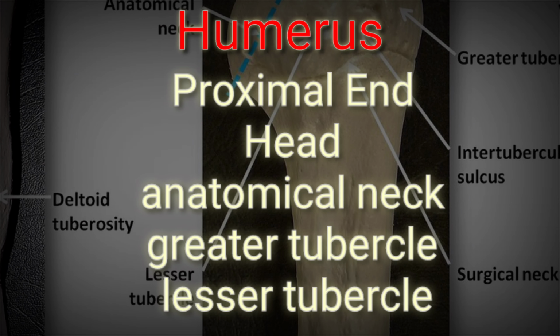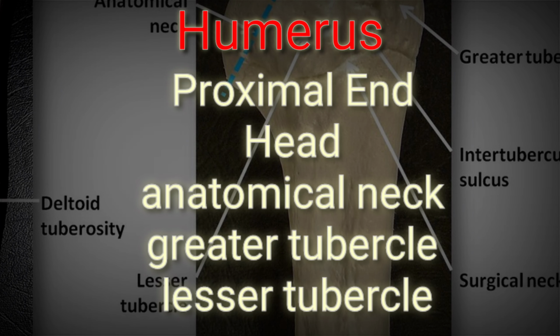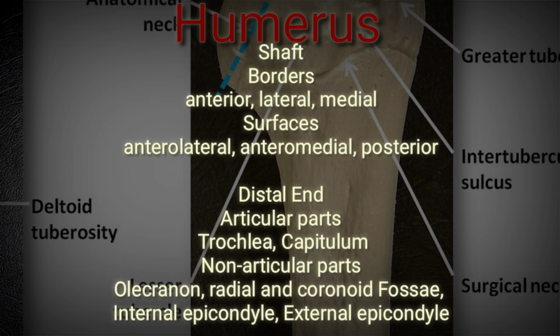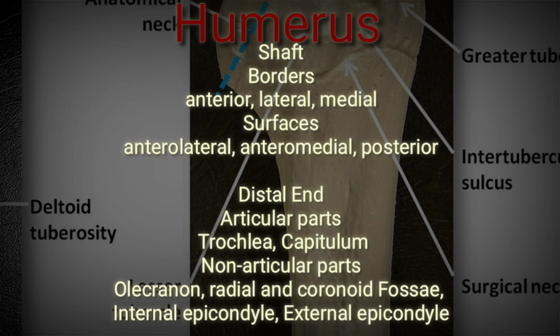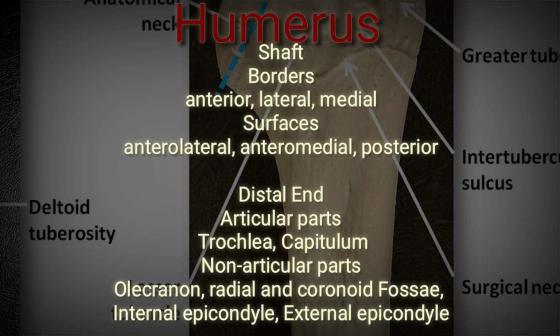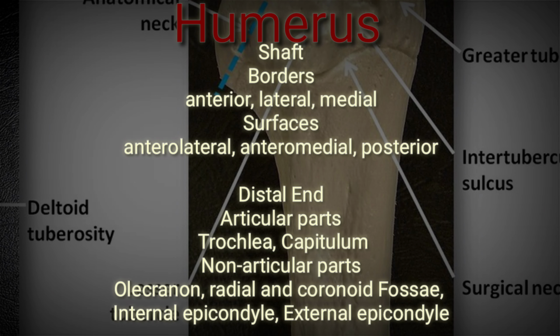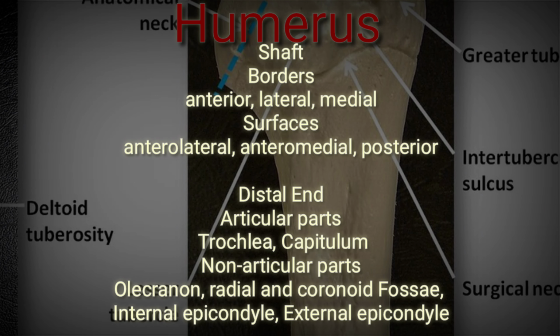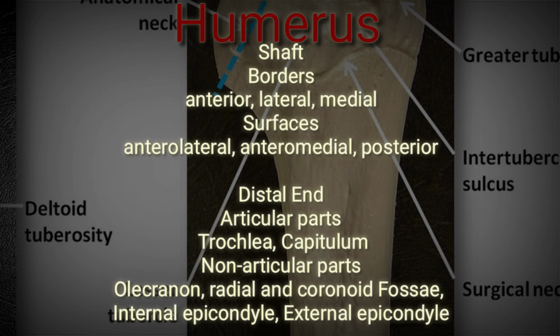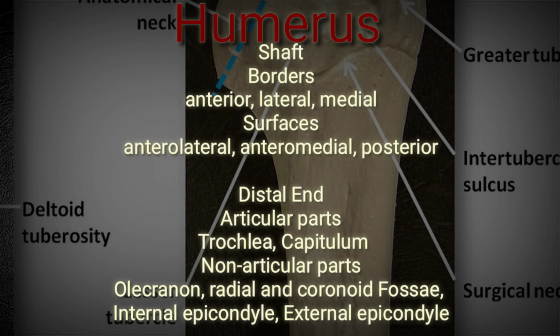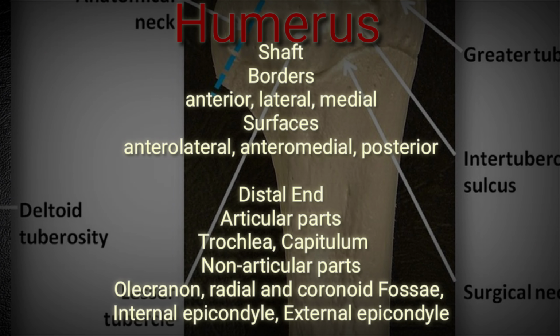Proximal end: head, anatomical neck, greater tubercle and lesser tubercle. Shaft: borders, anterior, lateral and medial. Surfaces: anterolateral, anteromedial and posterior. Distal end: articular parts, trochlea, capitulum. Non-articular parts include olecranon, radial and coronoid fossae, internal or medial epicondyle, external or lateral epicondyle.